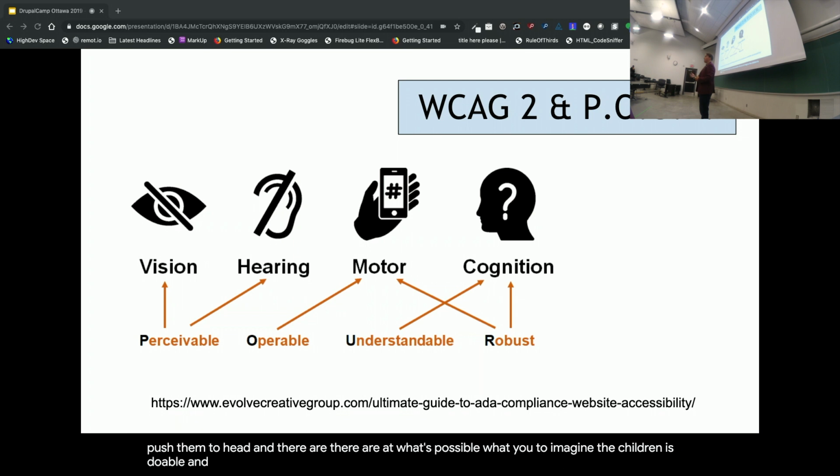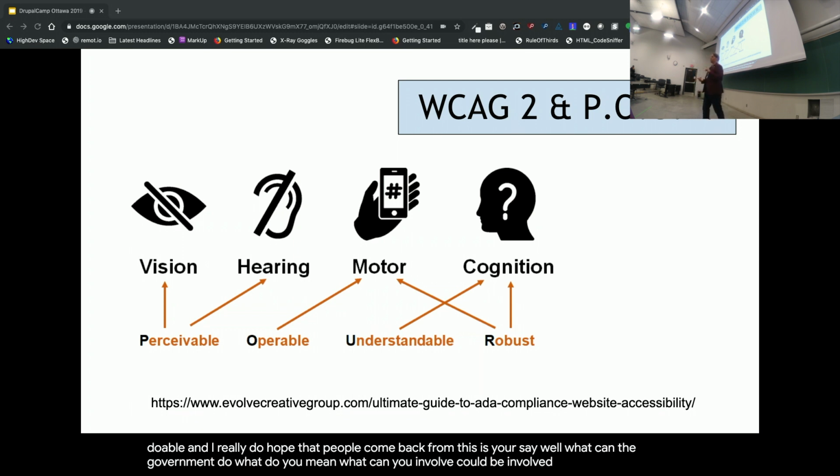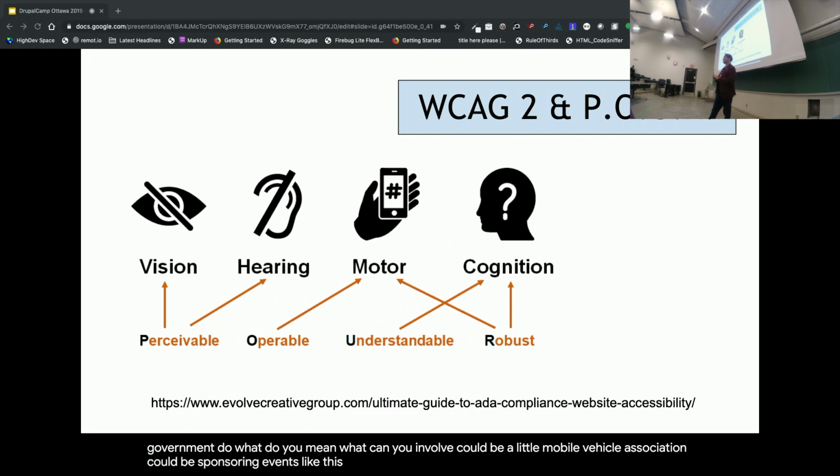And I really do hope that people come back from this and say, well, what can the government do? What could the involvement be? Could it be involved in the Drupal Association? Could it be sponsoring events like this? Are there ways that they could try and encourage more people to get involved in the community?